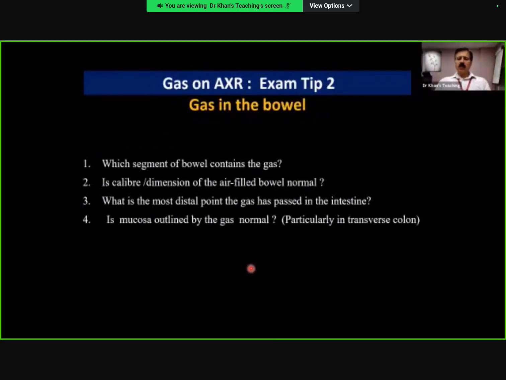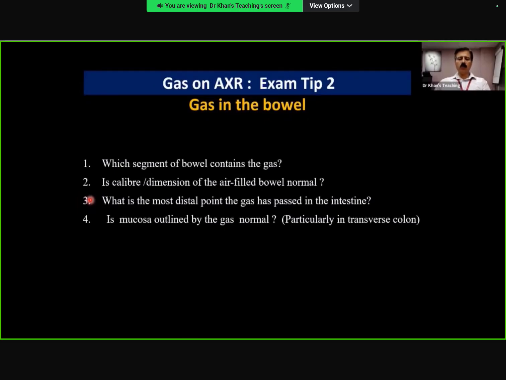Another exam tip: when you are describing an intestinal obstruction type of case, you have to tell the examiner, number one, which segment of bowel contains the gas. Number two, is the caliber or dimension of the segment more than what is allowed? Number three, what is the distalmost point the gas has passed in the intestine? So is there any gas in the rectum? This should be part of what we call pertinent negative or positive, part of your description.